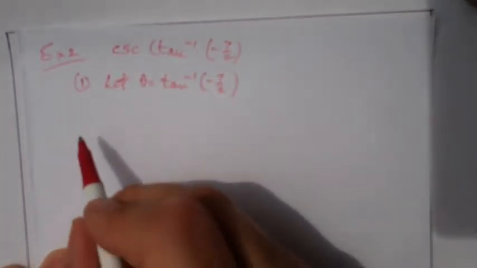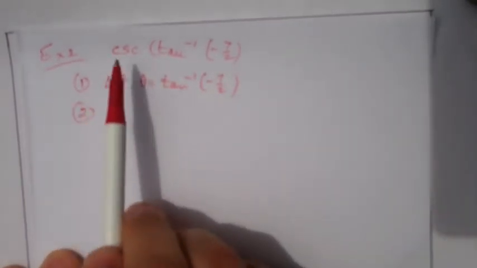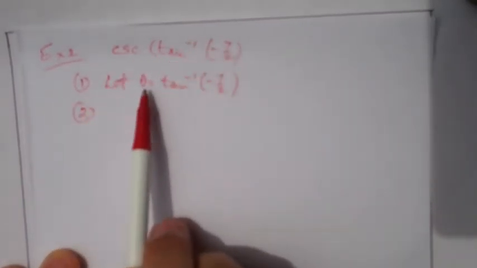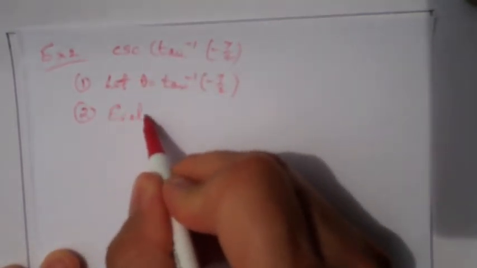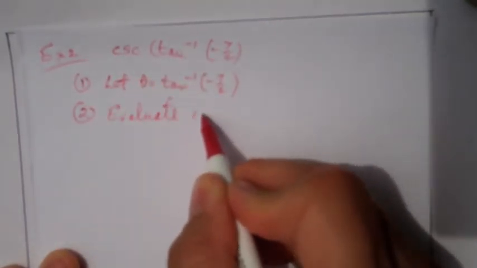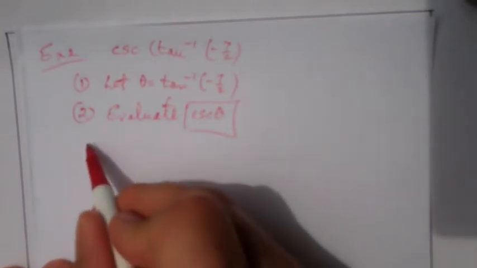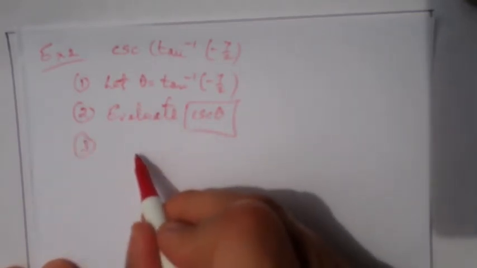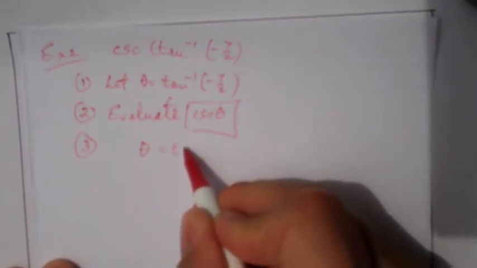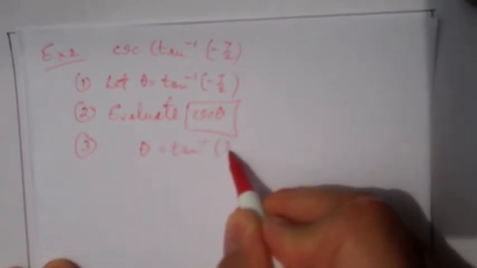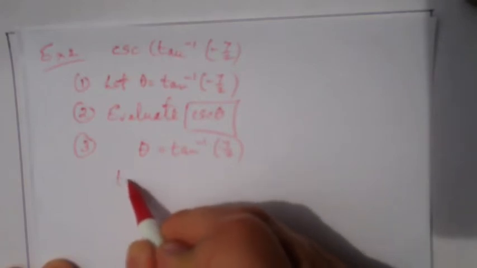Okay. Now, what I want to evaluate is the cosecant of all of this, but I've just let all of that be theta, so I'm going to evaluate the cosecant of theta. And that's eventually what I want to find. Now, in step 3, I want to undo the inverse trig function, since I have written down that it's tan inverse of negative 7 halves. I'm going to take the tangent of both sides.